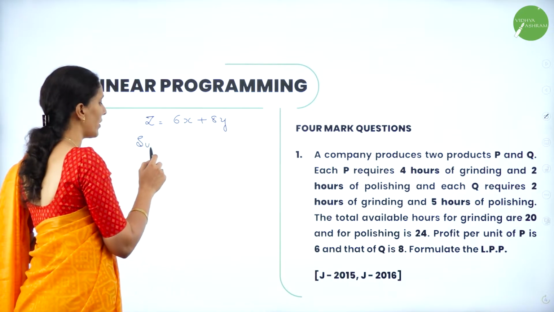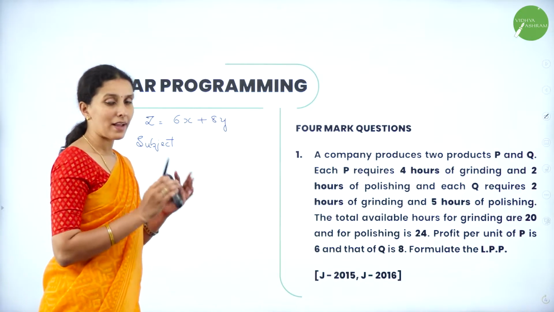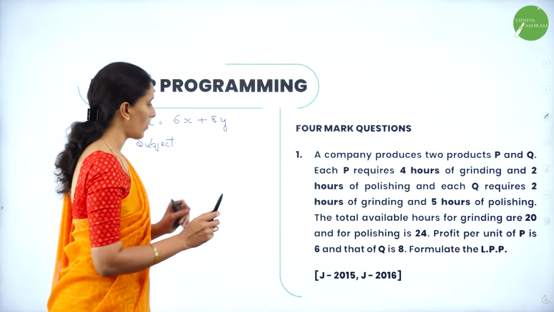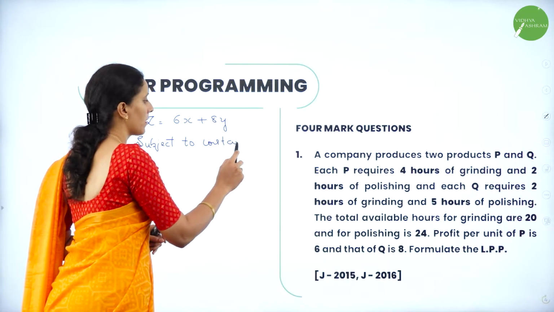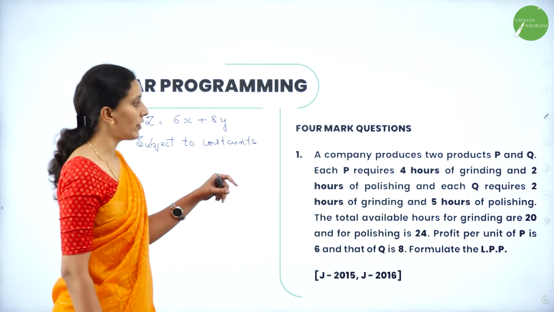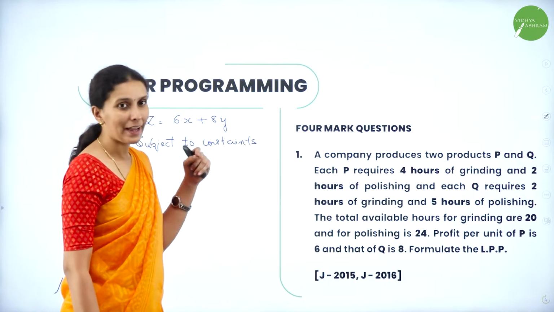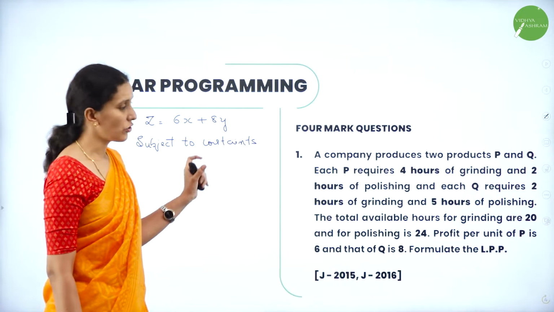Subject to constraints. We have constraints for grinding and polishing, because the maximum hour availability for grinding is 20 and for polishing is 24. Therefore, subject to constraints. Let's see how many hours are required for units x and y. Product P I have taken as x, product Q I have taken as y. Let's write the equation for grinding.